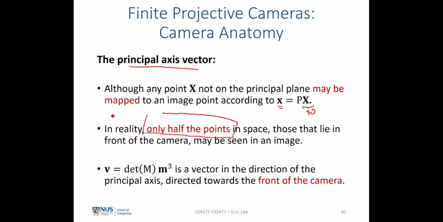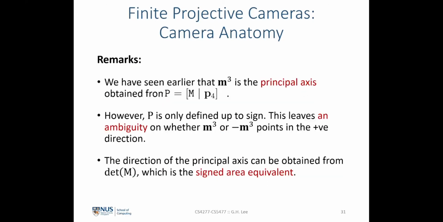And the principal axis vector is actually given by V equals the determinant of M, which is the first 3 by 3 entries of the P matrix over here, multiplied by the last row of the M matrix, which is rewritten as this. We have seen that M3 here defines the direction of the principal axis, because we have seen that P is rewritten into P1 transpose, P2 transpose, and P3 transpose.